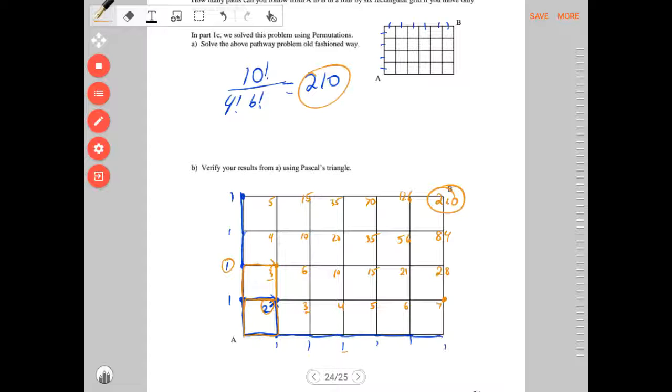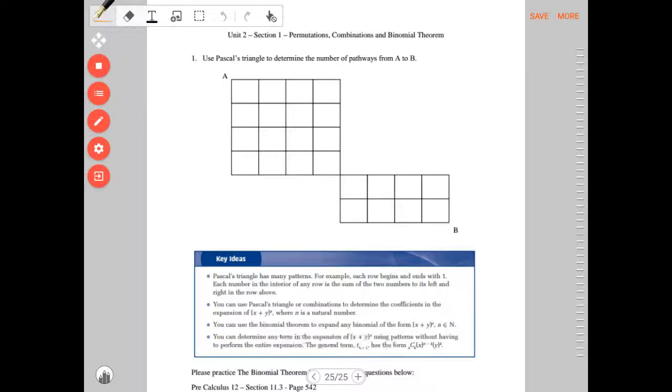Okay? So we can use the permutations with repetitions to do this. Now this is shorter, for sure it is, but this is just one application of Pascal's triangle. Okay, great. So it works, it makes sense, and let's try another one.